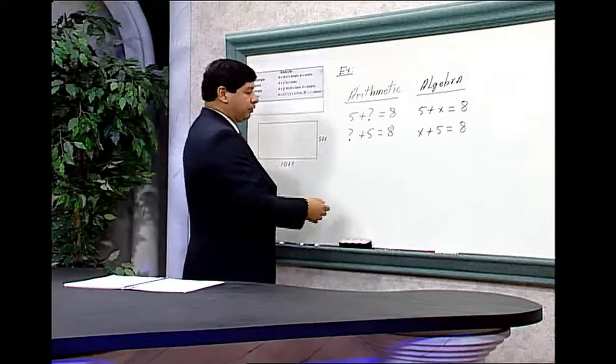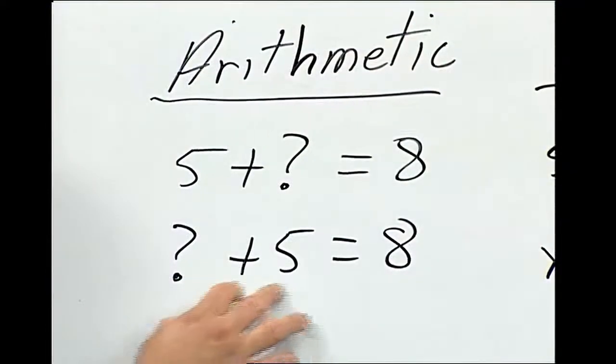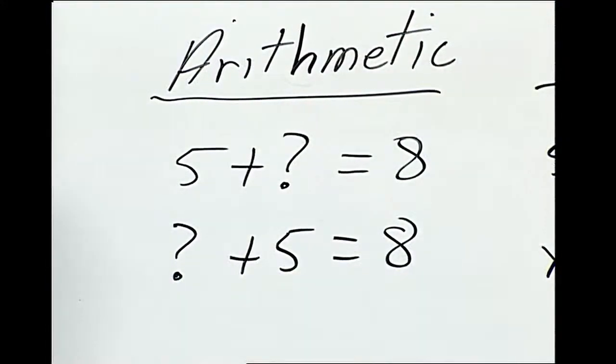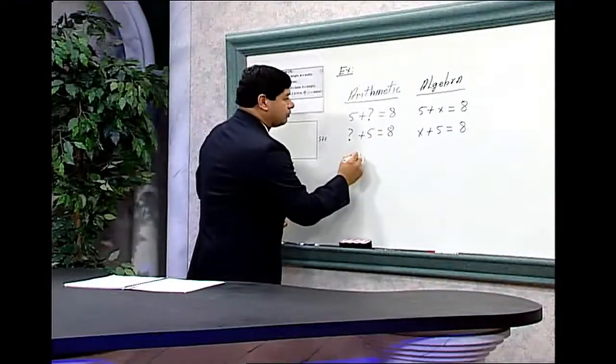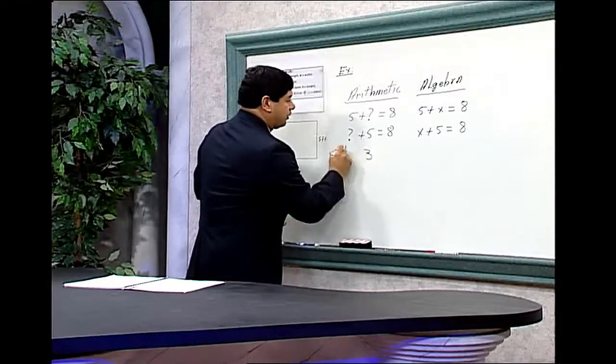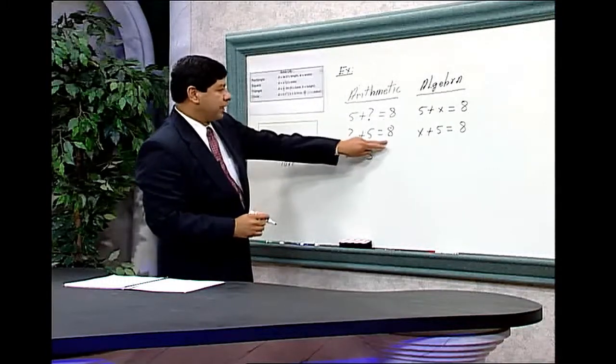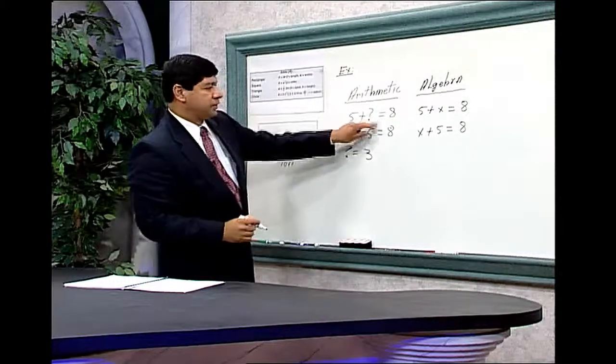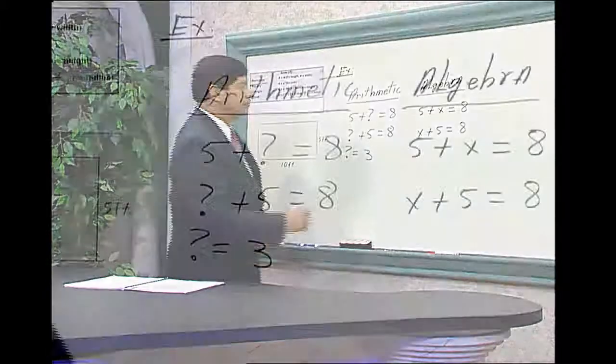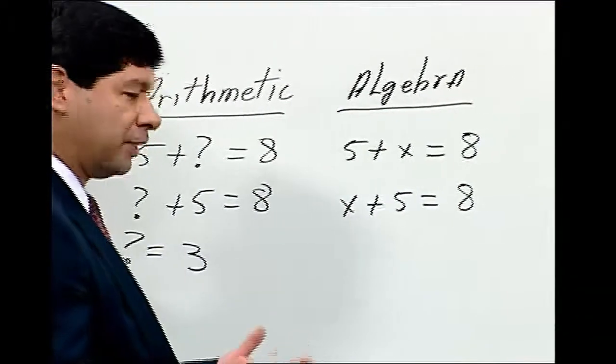The first example that we have, we know that 5 plus some number is equal to 8. And using the same commutative property, we can say some number plus 5 is equal to 8. Well, we know that this number must be equal to 3, our question mark. 3 plus 5 is equal to 8. 5 plus 3 is equal to 8. The sentence is true.